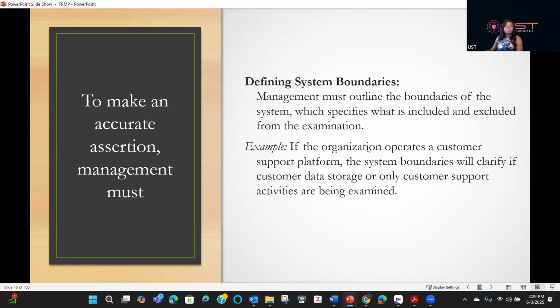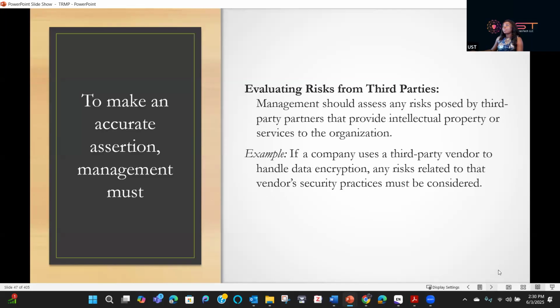What of defining system boundaries? Management must outline the boundaries of the system, which specifies what is included and excluded from the examination, right? If the organization operates a customer support platform, the system boundaries will clarify if customer data storage or only customer support activities are being examined.